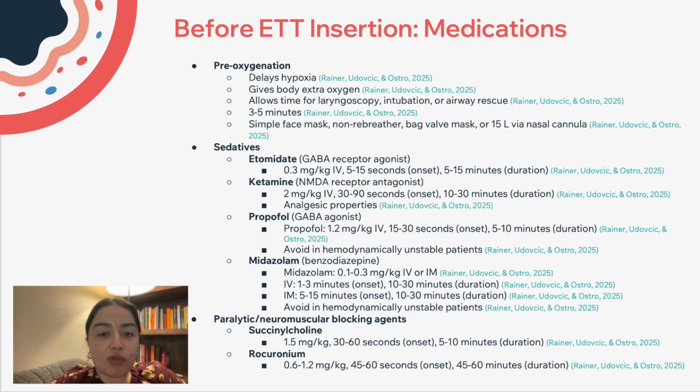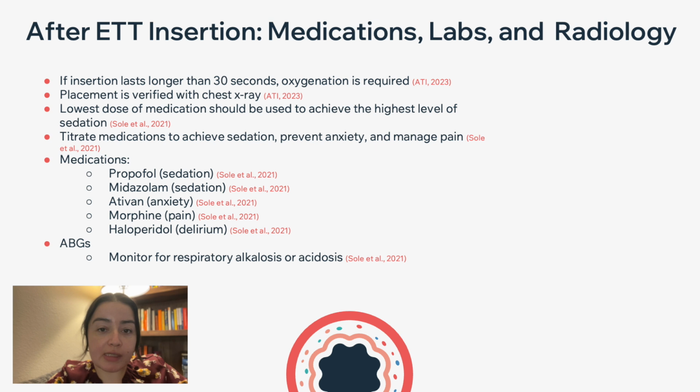Prior to ET tube insertion, a person requires oxygen in order to delay hypoxia. They also require a sedative. So the sedatives we can choose from include etomidate, ketamine, propofol, and midazolam. After sedation, they need to be paralyzed, and this can be achieved through paralytic agents such as succinylcholine or rocuronium. So you can choose between those two. Succinylcholine is faster acting, but rocuronium has fewer side effects. Intubation should not last longer than 30 seconds. If it is longer than 30 seconds, oxygen administration is required once again.